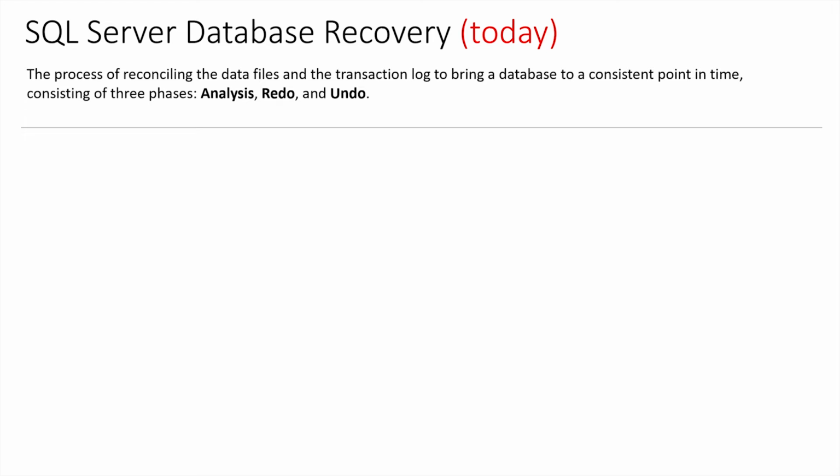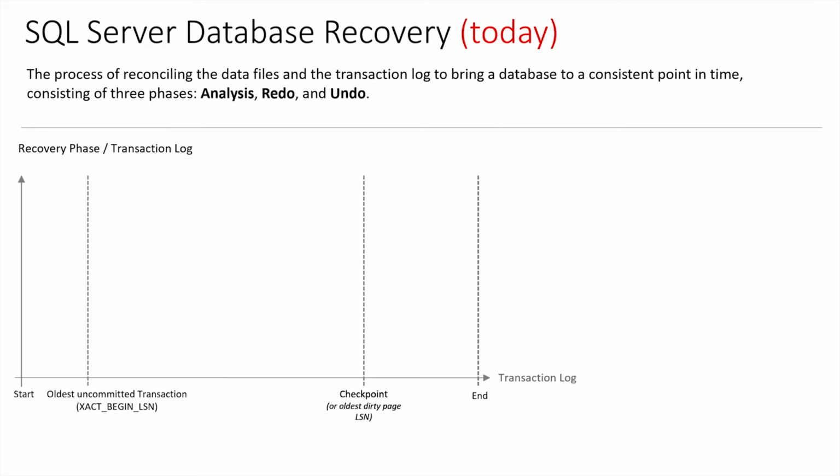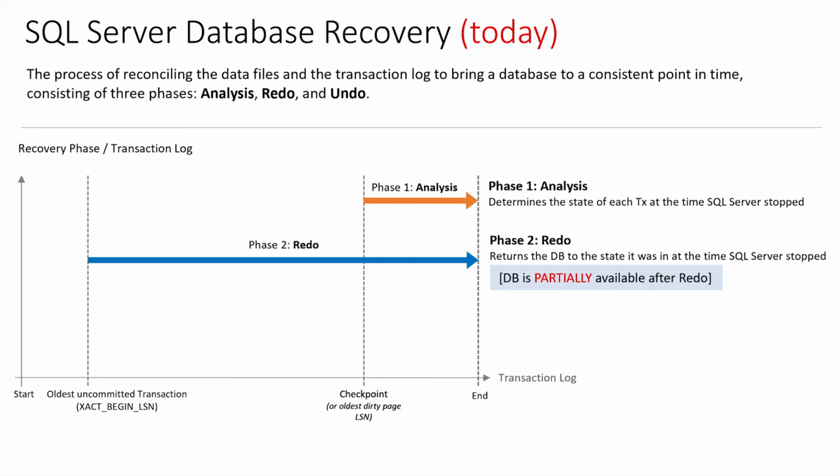But before giving you more details, let me spend one more slide with an overview of how SQL Server database recovery works today. Today, recovery has three phases: analysis, redo, and undo, as you know. In the first phase, analysis, we determine the state of each transaction at the time SQL Server starts. That's a fairly fast phase. We didn't do a lot of optimizations there.